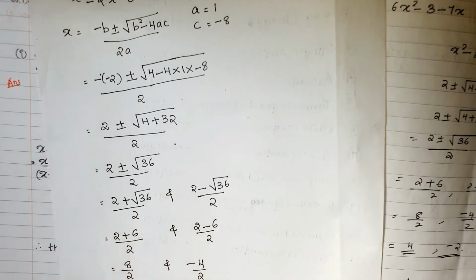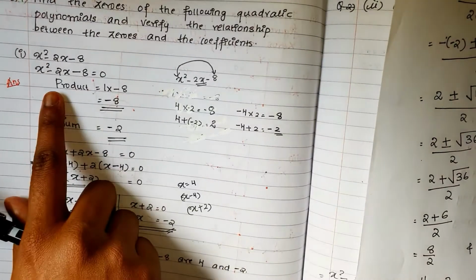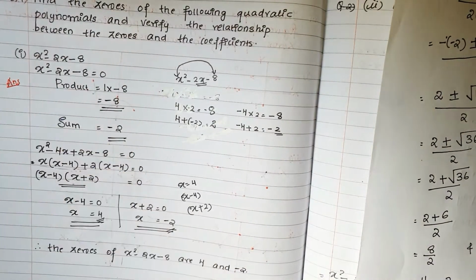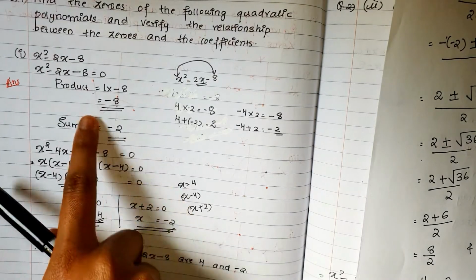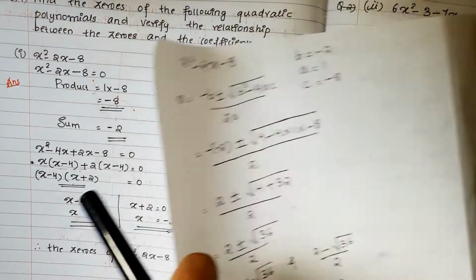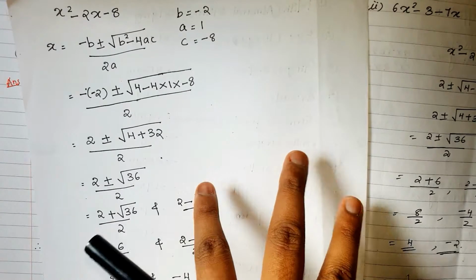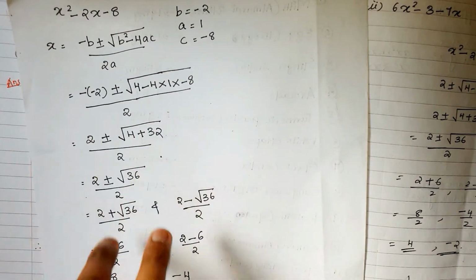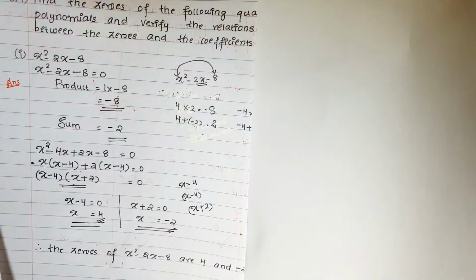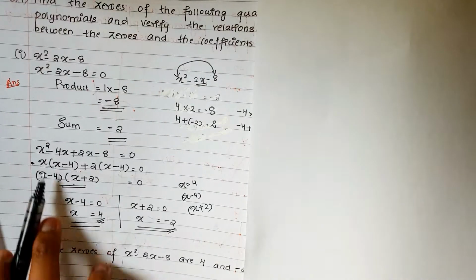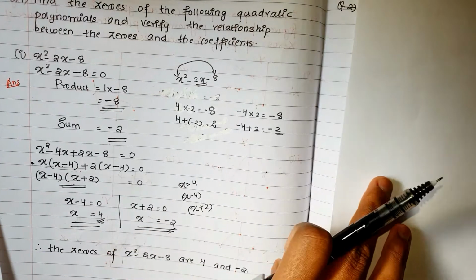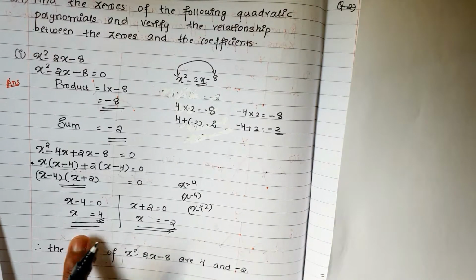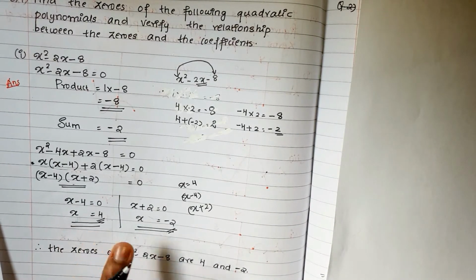So we can use this particular method also to find the value of x. If you are comfortable with middle term splitting, then you can go with middle term splitting. Or else, if you are not able to find the value of x by using the middle term splitting method, then you can go with this particular method. One more thing, here we are finding the zeros of the quadratic polynomial. So the values are 4 and minus 2.